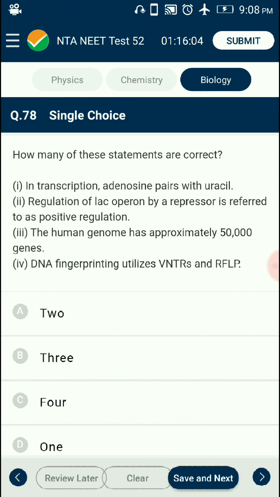Regulation of lac operon is a negative feedback regulation dependent on the presence or absence of lactose. So the answer is option A. From the given 4 statements, 2 statements are correct.